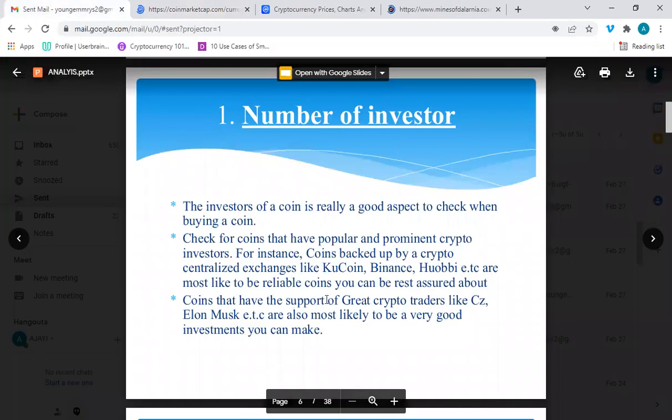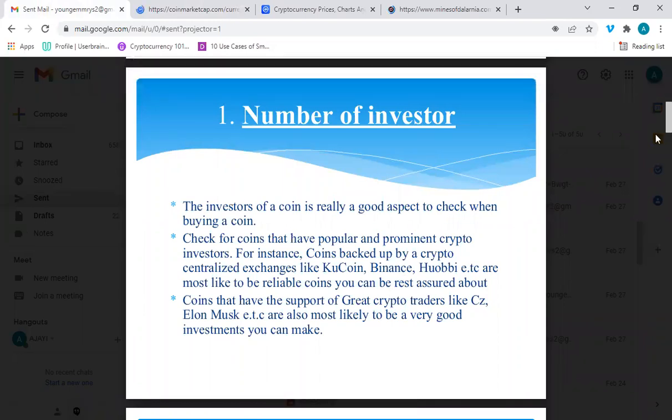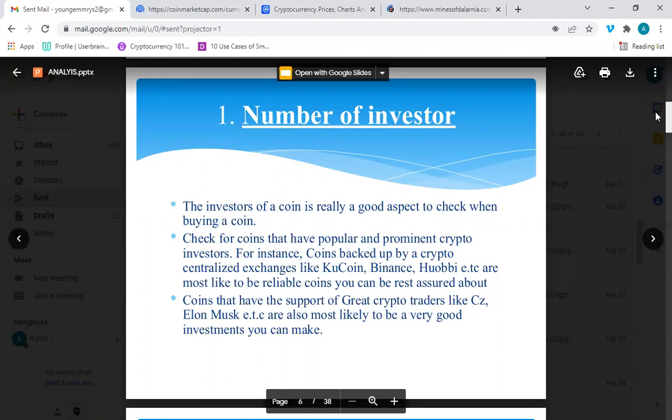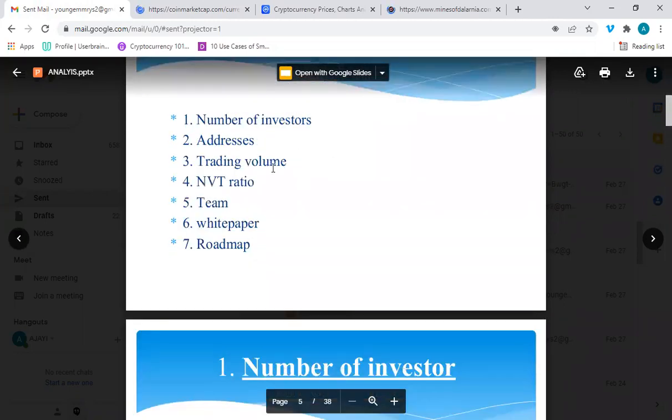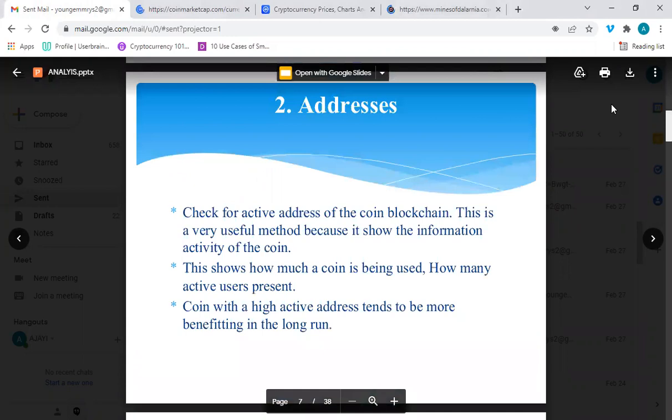So I said coins that have the support of great crypto traders are also likely good investments. However, let me tell you one thing. Out of all these factors I listed, you can't just say, okay, because they have good trading volume, then it's a good point. You have to consider everything. You understand? There are coins I've seen that have all of what I listed. Everything is actually good. You understand? Why is this one loading? Let me just continue.